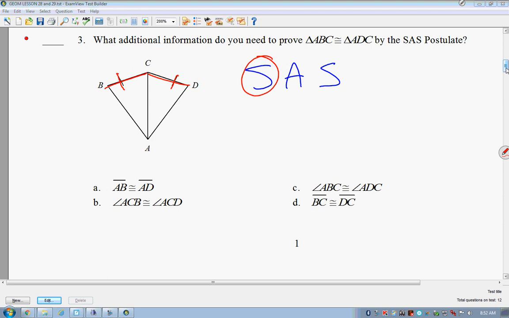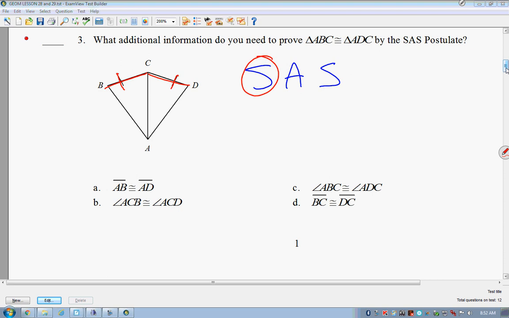Katie? Is there any indication that BA is congruent to DA? No. What's the other side though? What other side is there besides, let's see, if you look at triangle ABC, we know side BC is congruent to CD. We can't prove that side BA is congruent to DA. What's the other side, Michael?